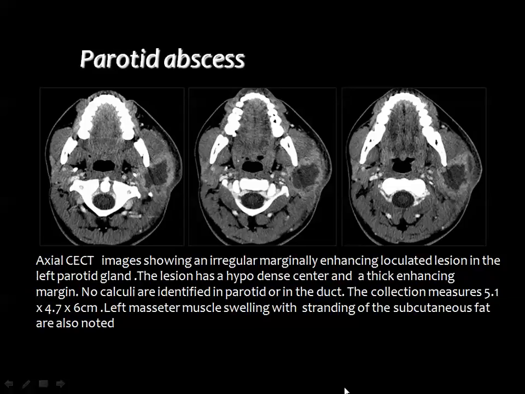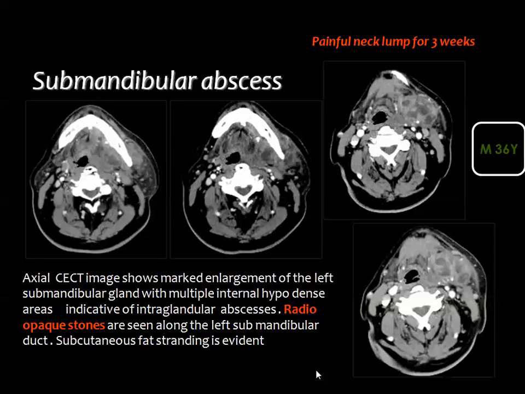And this is also another example of a left parotid abscess. The parotid gland is enlarged. There is a fluid-containing lesion that is marginally enhanced within the superficial lobe of the parotid gland, and you can appreciate the stranding of the subcutaneous fat.